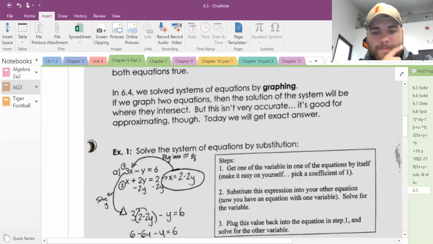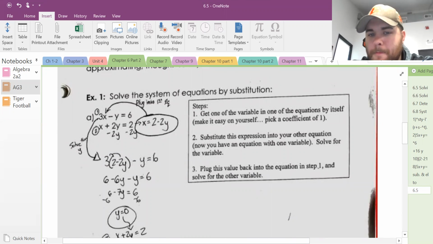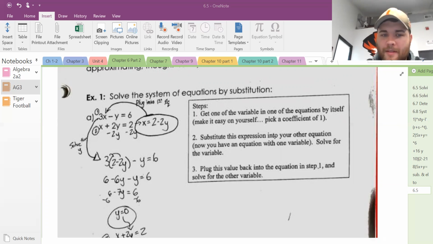So let's look at the steps. The steps are in this box. Let's just read that and see if we can make sense of it. We want to get one of the variables, should be plural, in one of the equations by itself. So we want to isolate a variable. So we want to get x equals or y equals. Now we want to take that and substitute it into the second equation, the equation we did not touch yet. And the third step is we want to plug back in the value we already solved for. We want to plug that back into one of the 2 equations, doesn't matter, and then we'll get our other variable. It's a pretty easy process, but sometimes this won't make sense until you see it, right?